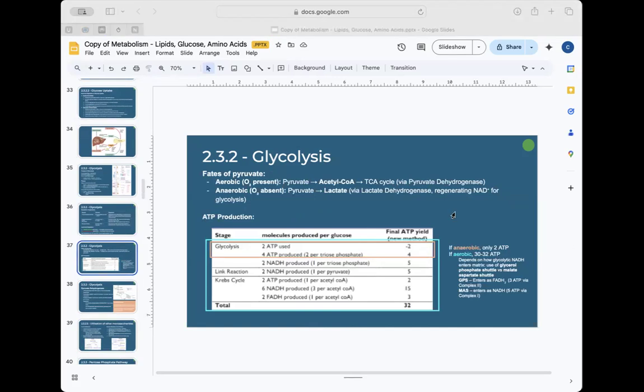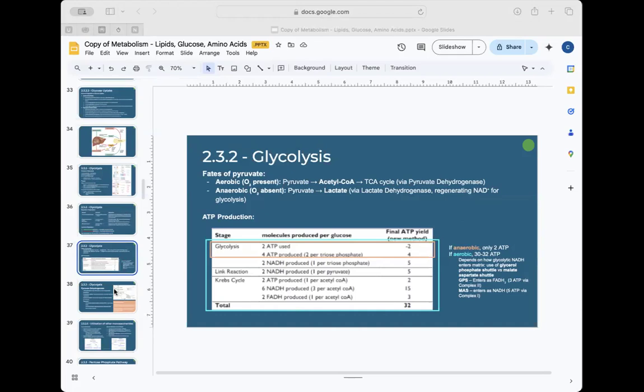So yeah, in terms of the fate of pyruvate, that depends on oxygen. So with oxygen, it becomes acetyl-CoA for the TCA cycle. Without oxygen, it turns into lactate, regenerating NAD+, so glycolysis can keep running. And in terms of energy down here, glycolysis nets 2 ATP and 2 NADH. So once you've added in the link reaction and the TCA cycle, you're looking at a full 30 to 32 ATP per glucose, depending on how NADH gets into the mitochondria.